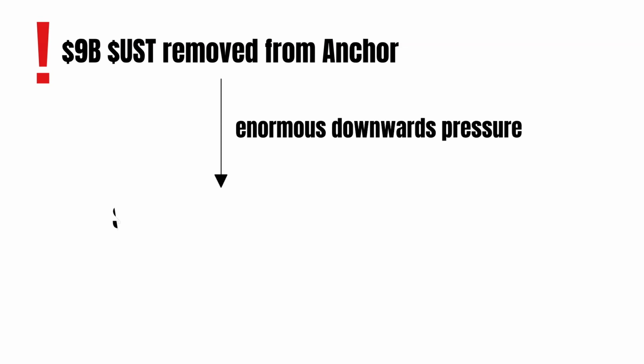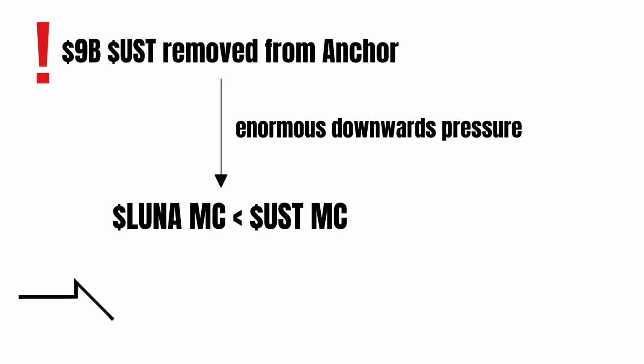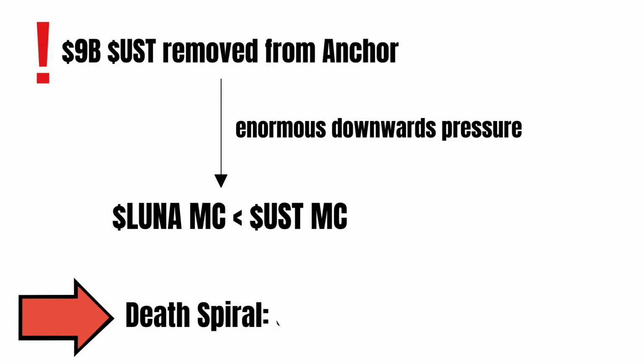In total, more than 9 billion UST got removed from Anchor. As you can imagine, this pushed UST significantly from its peg. Of course, Luna was crashing seriously, and the selling pressure became so big that Luna's market cap went below UST's market cap, which is why Terra entered the death spiral. UST was not backed anymore and therefore unable to absorb the selling pressure.